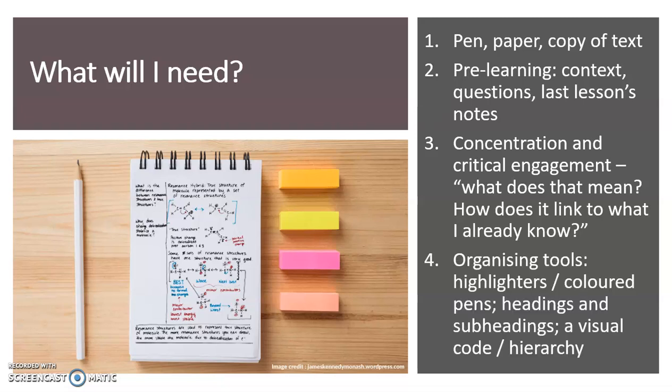Which brings me on to the organising tools that you might also want to bring with you besides pen, paper and text. So you might want highlighters or coloured pens to show those kind of thematic connections. You might want to think about your headings and subheadings. Are you going to do certain ones in capitals and certain ones in lowercase? Are you going to do certain ones with double underline, wiggly line, no underline? Are you going to use a visual colour code or hierarchy so that you can understand carefully where the key bits of information are? Are you going to underline key bits, highlight key bits, put clouds or circles or boxes around key bits?